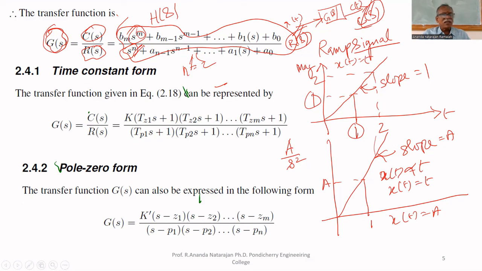Here, always numerator degree will be less than denominator degree. Always n should be greater than m. Not greater than or equal to, we can say, but all practical systems will have n greater. If m is greater, it's not a physically realizable system. That's why if you get a numerator degree higher, it is not physically realizable.